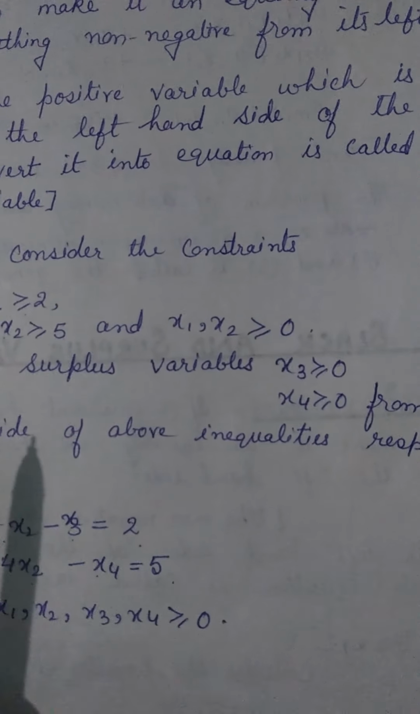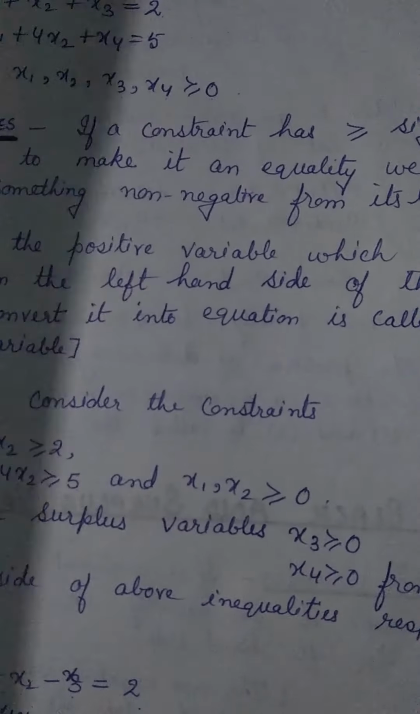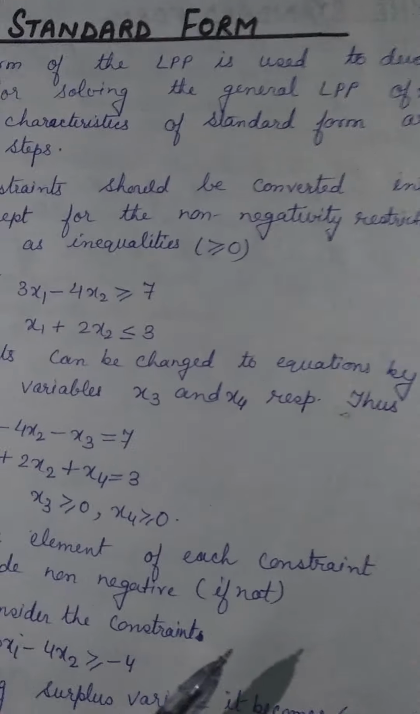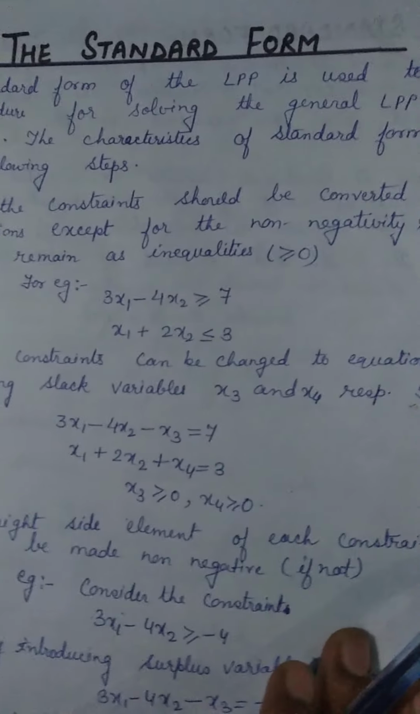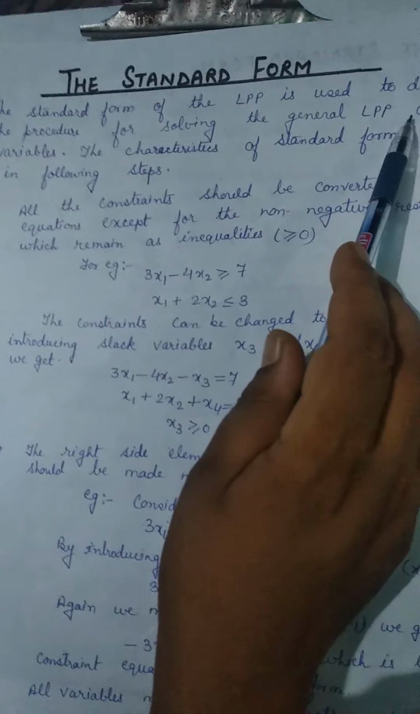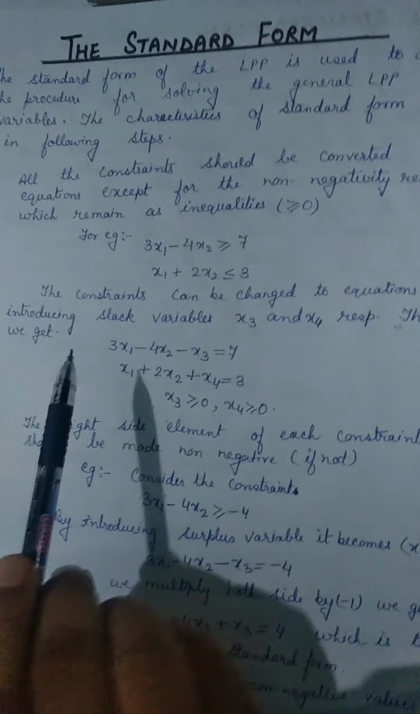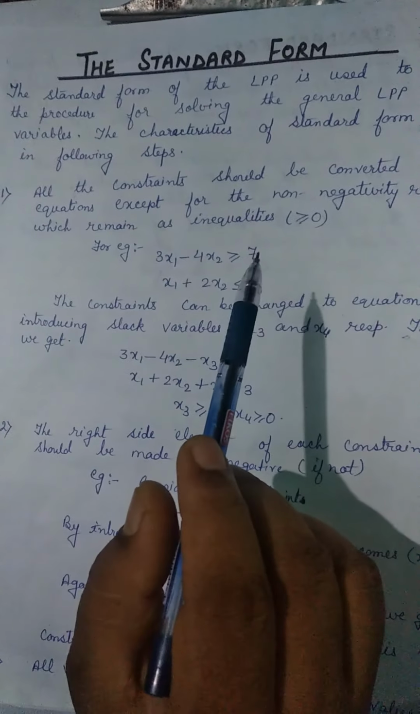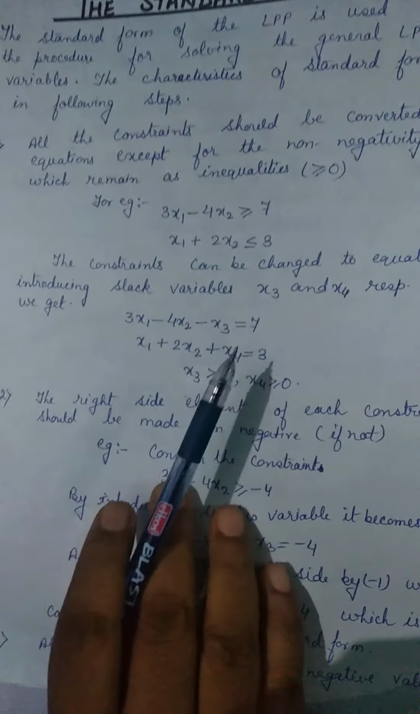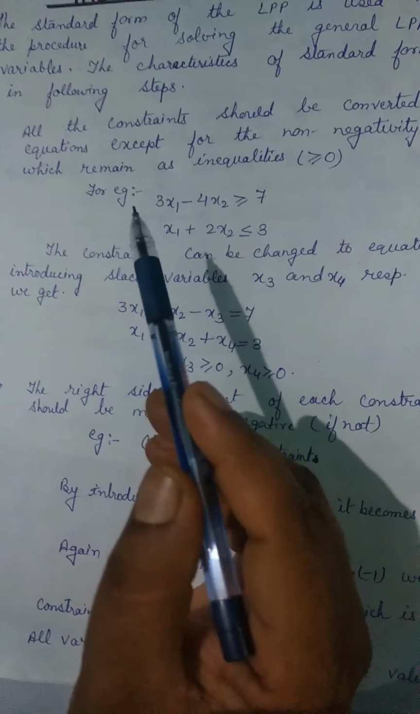Now the standard form of LPP. The standard form of linear programming problem is used to develop the procedure for solving the general linear programming problem of n variables. So the characteristics of standard form are in the following steps. So we'll go through the steps now.